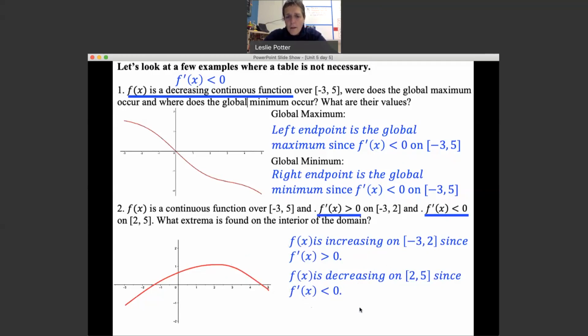So after you have these two statements, then you can say what type of extrema is found right here. So we can plainly see what it is. It's a maximum. So we can say, therefore, there is an absolute maximum on -3 to 5.